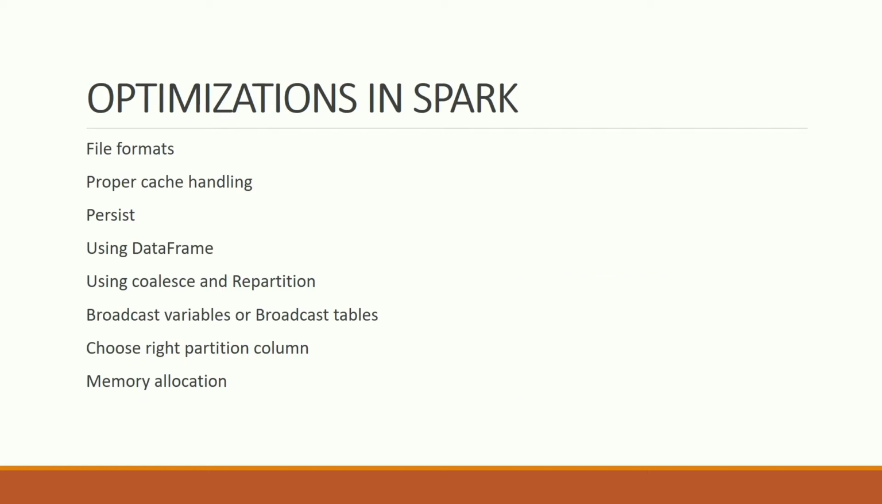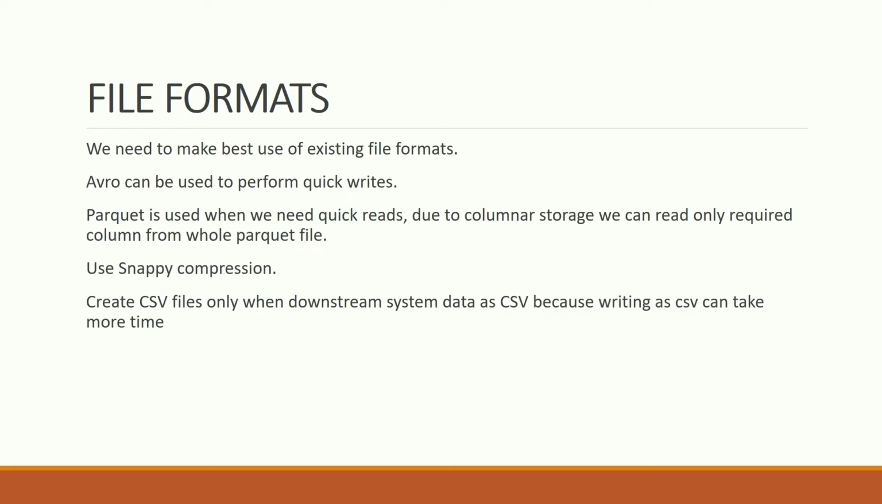So let's see the topics which can be used to start optimizations in Spark pipelines. I have listed most of the techniques, so let's go one by one. File formats, proper cache handling, persist, using data frames instead of RDDs, using coalesce and repartition, broadcast variables or broadcasting the tables, choose the right partition column, and memory allocation. So let's see the file formats.